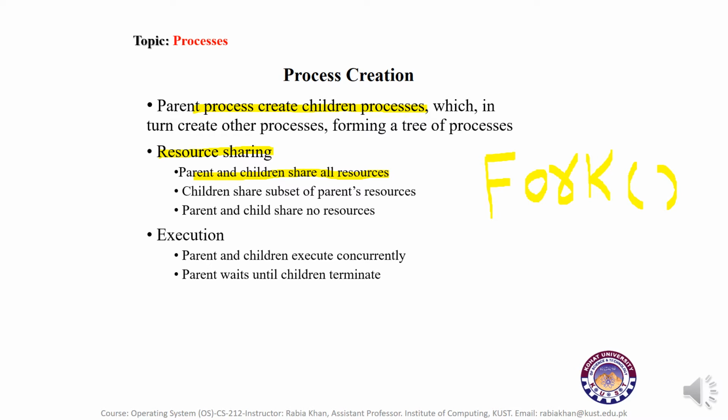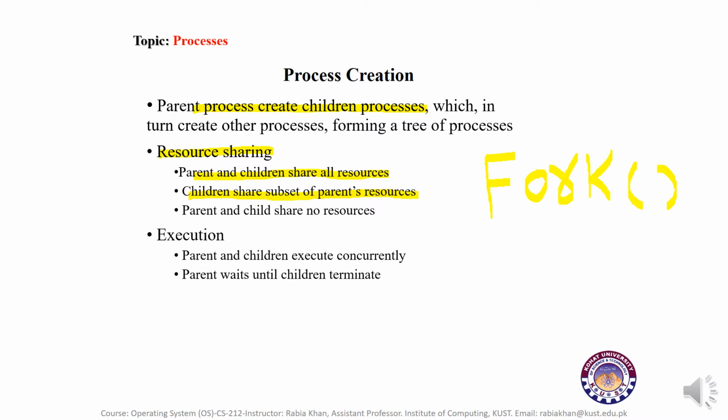Another situation can be that children share a subset of the parents' resources. Children may not need all the resources that the parent has. They may need only some of them. For example, they may not need the input-output devices that the parent has. They only need to be executed on the CPU. So children sometimes may not require all the resources that the parent has. They may require a subset of the resources that the parent holds.